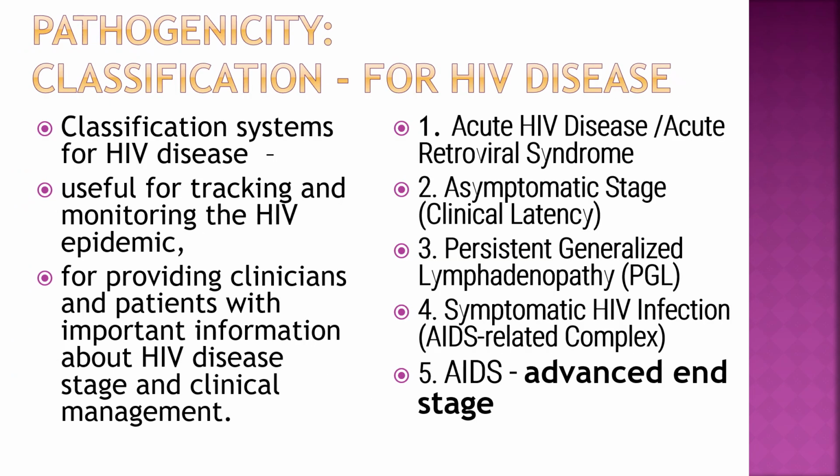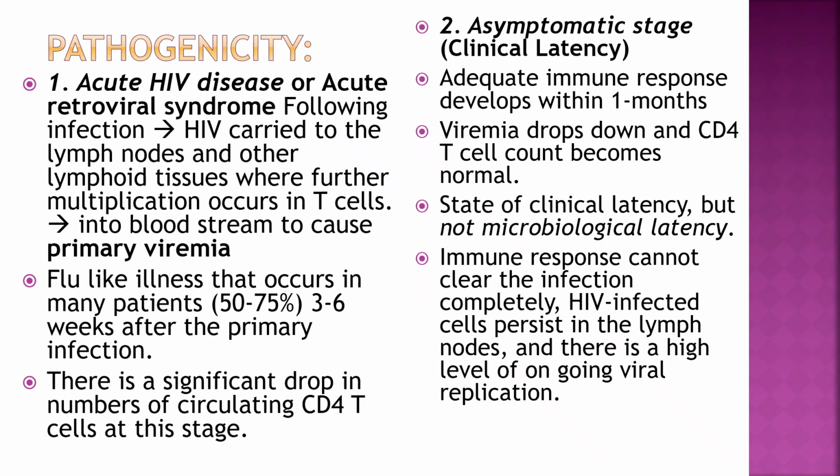Pathogenicity classification for HIV disease. The classification system for HIV disease is useful for tracking and monitoring the HIV epidemic, and for providing clinicians and patients with important information about HIV disease stage and clinical management. Clinically, first is acute HIV disease, acute retroviral syndrome. Second, asymptomatic stage, that is clinical latency. Third, persistent generalized lymphadenopathy. Fourth, symptomatic HIV infection, AIDS-related complex. Fifth, AIDS, that is the advanced end stage. So let's see in detail.